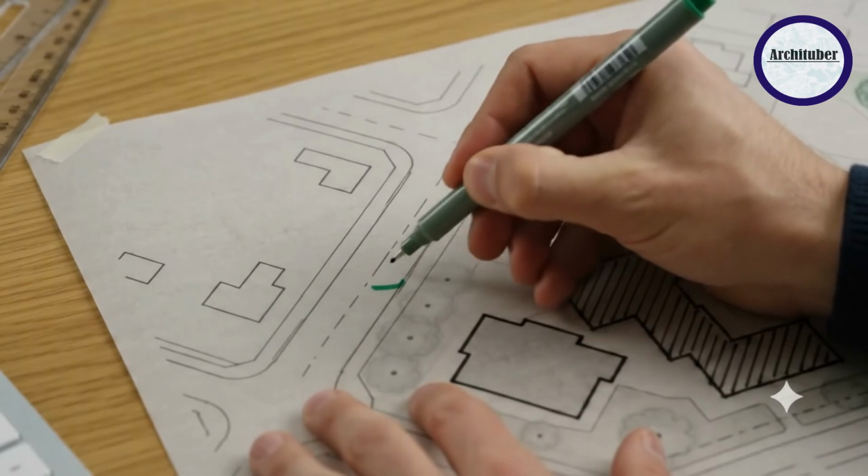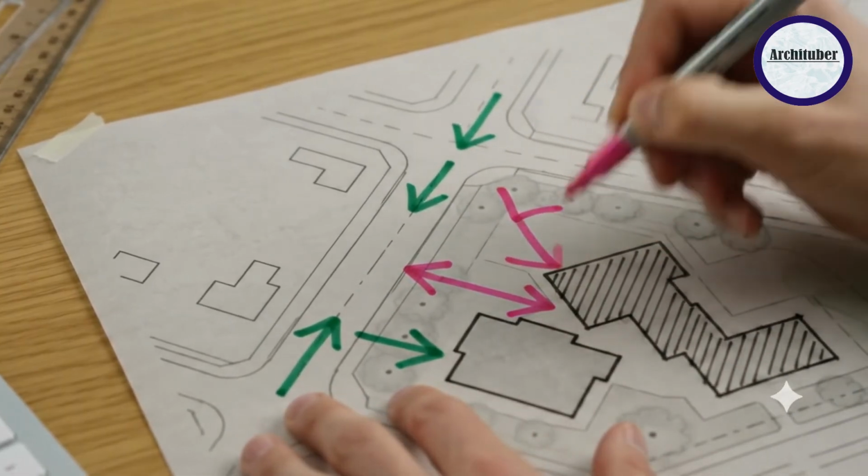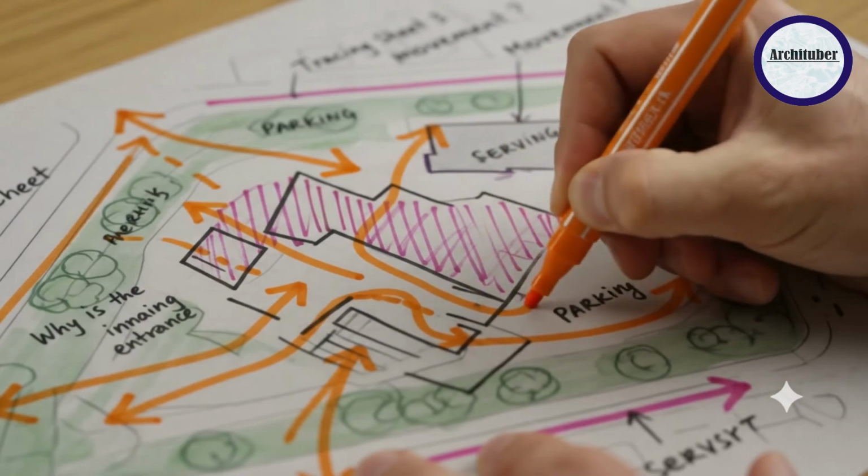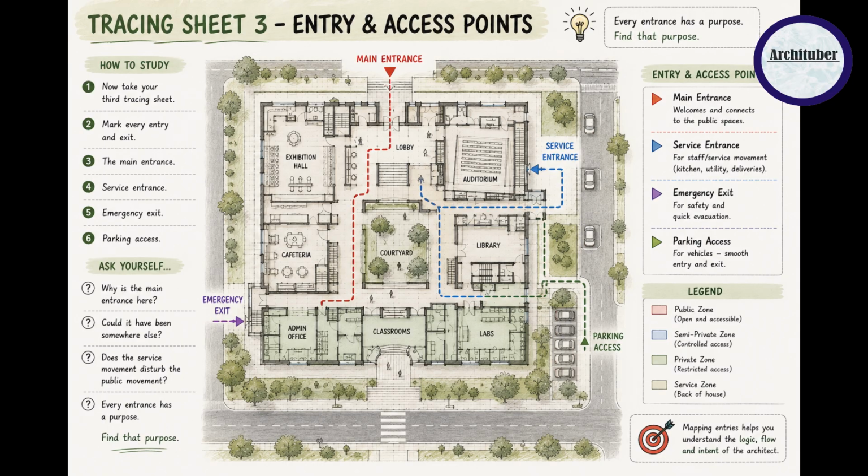Okay, now that you have understood the basic questions to ask yourself when you are doing the case study, the third time you are taking a tracing sheet, you need to mark each and every entry and access point. Okay, now take your third tracing sheet and mark every entry and exit: the main entrance, the service entrance, the emergency exit, parking access. Ask yourself, why is the main entrance here? Could it have been somewhere else? Does the service movement disturb the public movement? Every entrance has a purpose. Find that purpose.